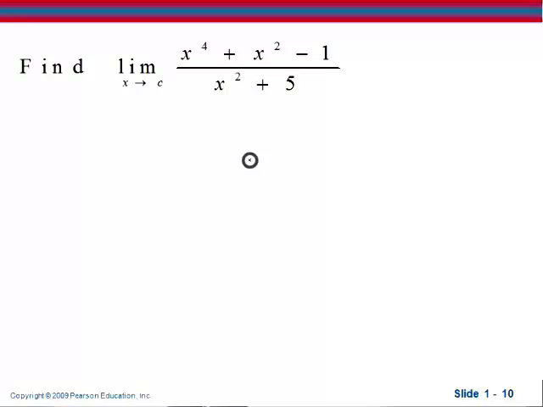We also looked at a limit law for rational functions. Remember, rational functions are the quotient of two polynomial functions. And the same limit law applies. As long as c is in the domain of the function, does not make our denominator 0, then we can find the limit as x approaches c of this rational function by just substituting c everywhere we have an x. So that will be c to the fourth plus c squared minus 1 divided by c squared plus 5.